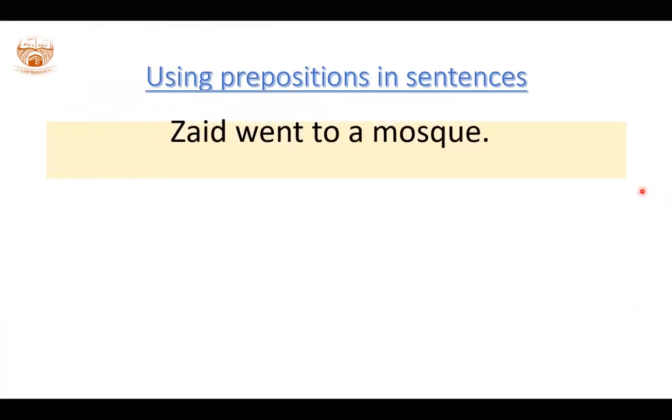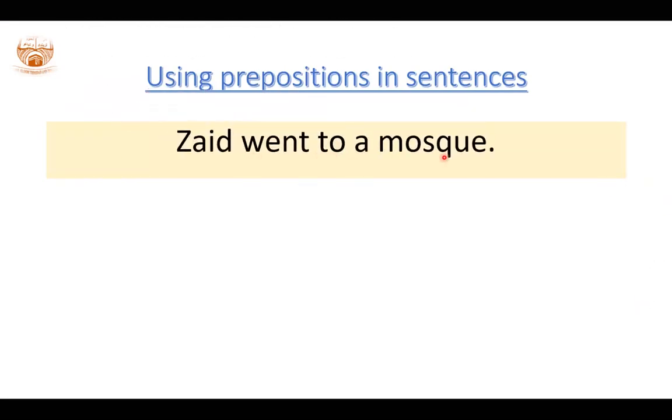We have: Zaid went to a mosque. So first of all, let's scan the sentence. Let's identify whether it is a nominal or verbal. We need to do this before we even start to think about structures. So we go to Zaid went to a mosque.